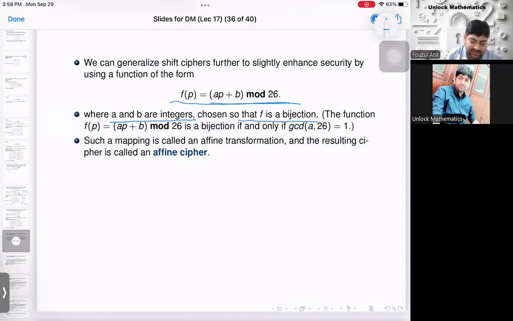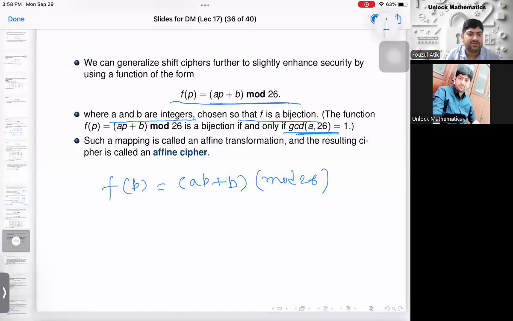If you have GCD of a and 26 is 1, this function f(p) = ap + b mod 26 is always a bijective function. So this kind of cipher we call an affine cipher. This is an affine transformation and the resulting cipher is called an affine cipher.